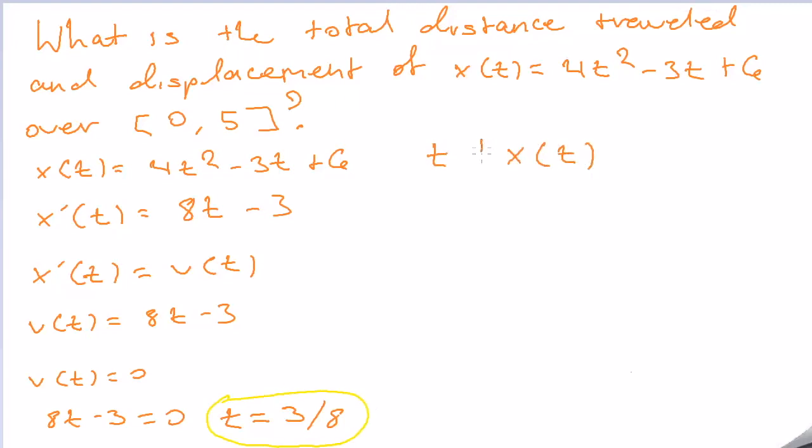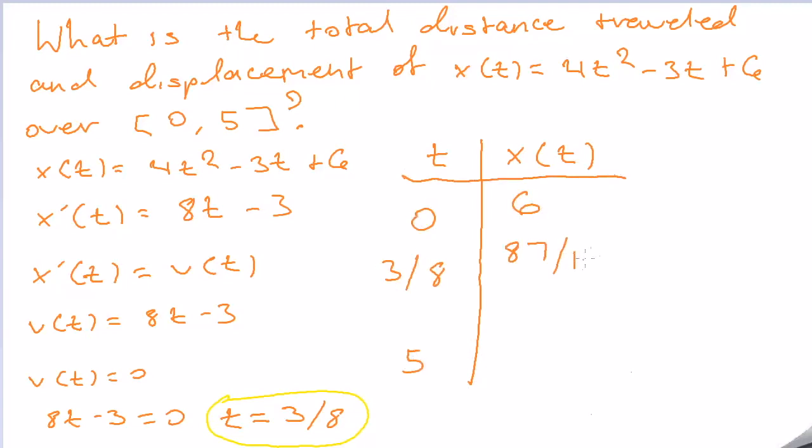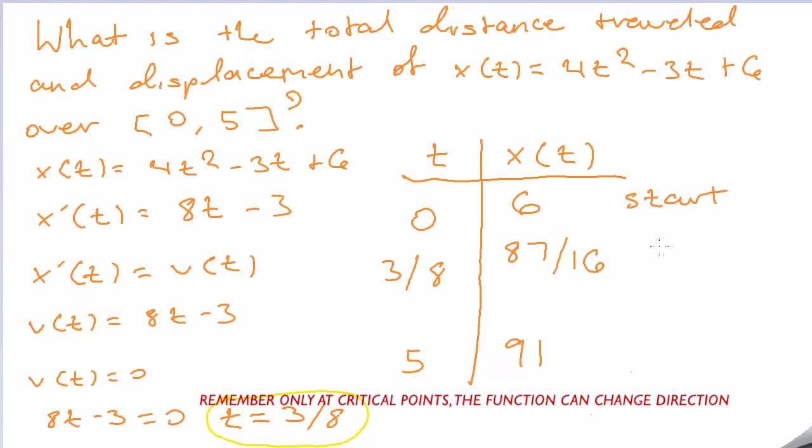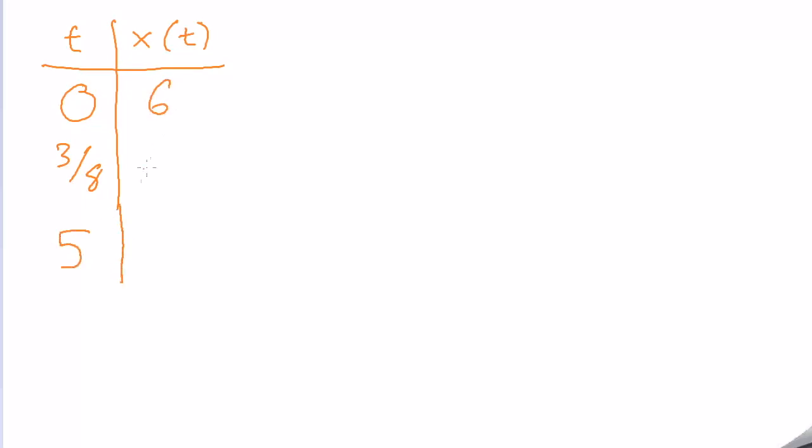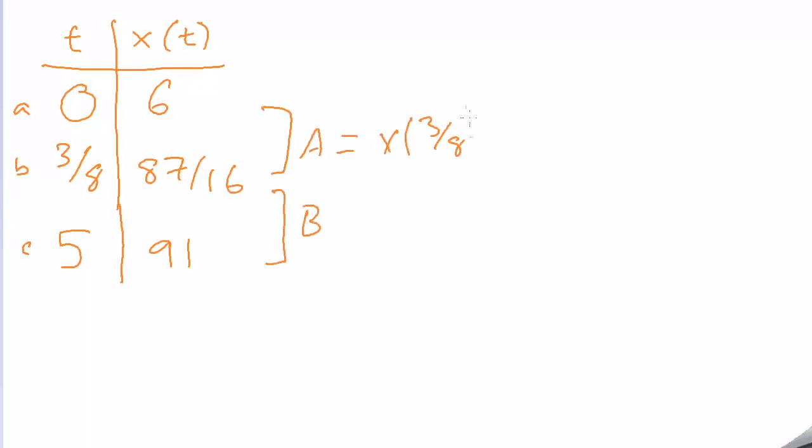So now we're going to make our table. We're going to put in the numbers 0, 3 over 8, and 5. When we plug those into the original function x of t, we get 6, 87 over 16, and 91. And we know that 87 over 16 is where it changes direction. Now we're going to find the distance in between each point. We're going to label x of 0 a, x of 3 over 8 b, and x of 5 c.